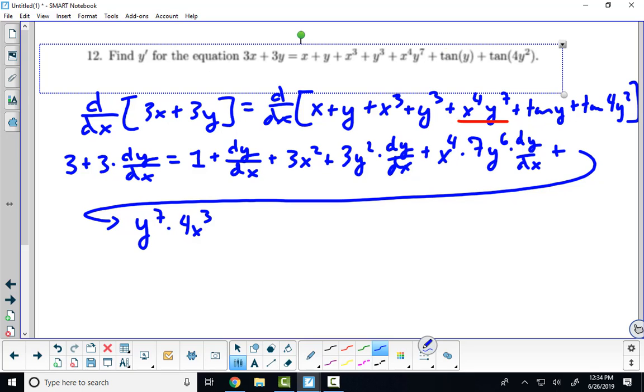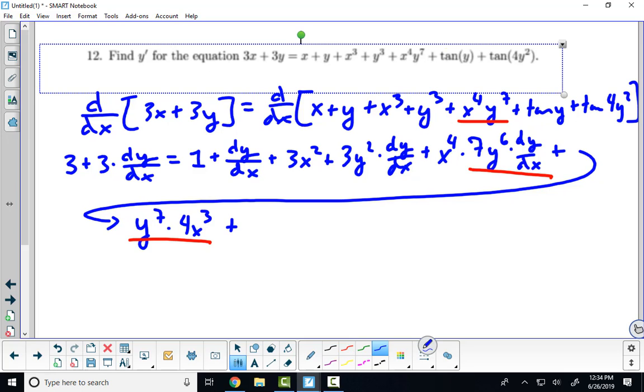Folks, don't let your eyes glaze over. This is your quintessential example. If you can understand this example, and it may take some work, you can understand all of these problems. So again, this part right here was my product rule. All right, let's keep going.